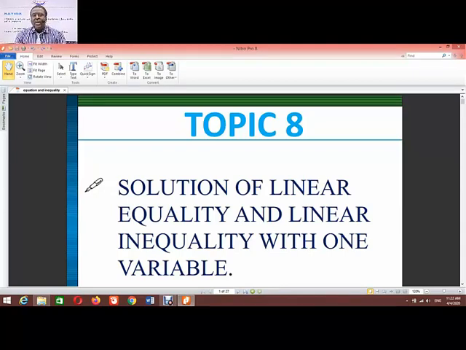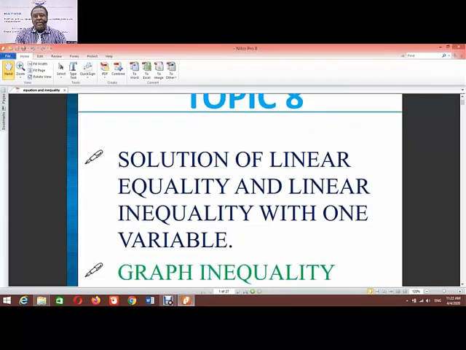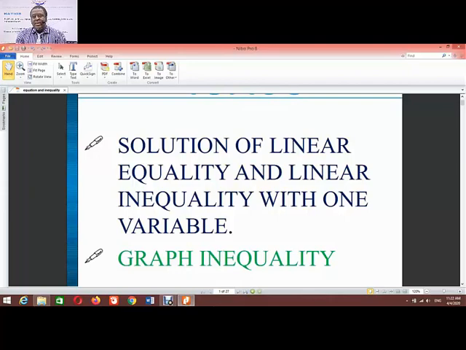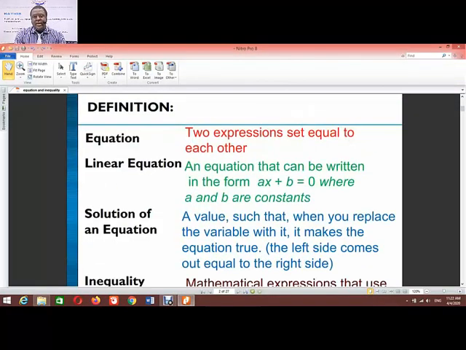Now, what is equation and what is inequality? Solution of linear equation and linear inequality with one variable. And I'm also going to show you how to graph the inequality on the number line. So quickly, let's go to the definition.